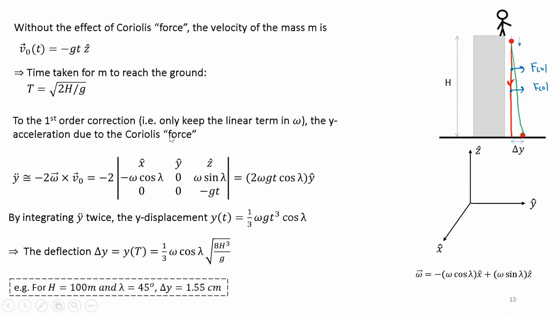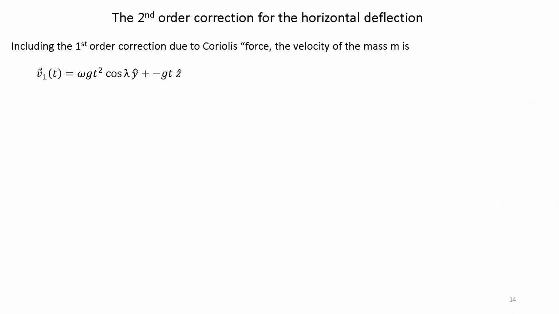Before going to that, I just want to mention some real numbers. If you have a building that's 100 meters tall, and you drop the ball, and you are at this latitude, then the deflection that you get is about 1.55 centimeters, very small. Although this is a very, very small number, actually it has been verified experimentally.